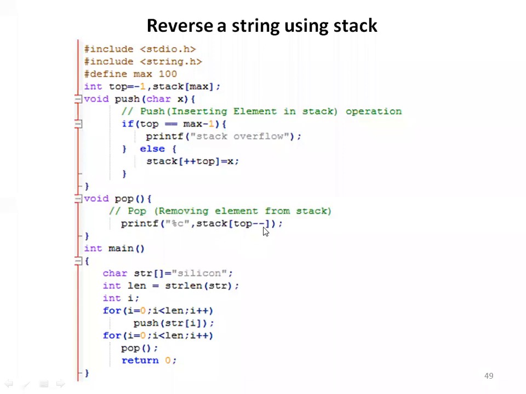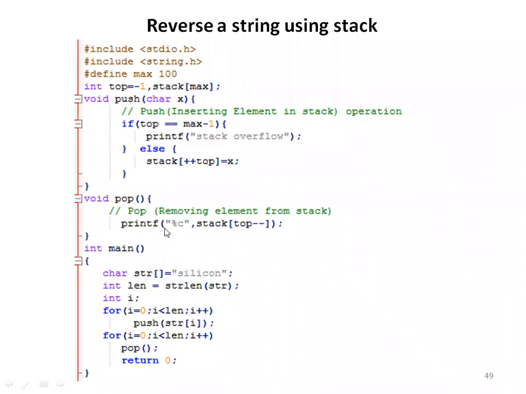Okay, so in pop operation, what happens? First you will delete the element and then you will decrement the top. Yes or no? So that is post decrement you have to do here. That's where top minus minus. So first you remove the element, and then you decrement the top by 1. So that is done here.